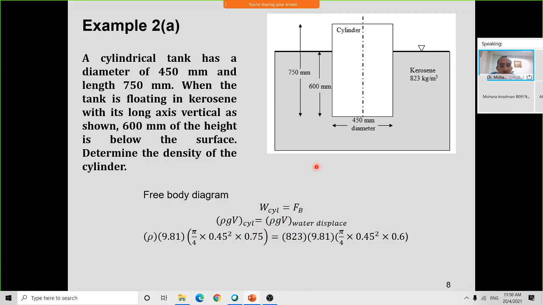And this one is the total for the cylinder, but for this part, it is the volume of the cylinder submerged in the water. It's not the total volume of the cylinder, but just the volume submerged in the water. So that's why the volume here is pi d squared over 4 times h, and h is just the height under the water. So solving this question, there is just one unknown. So density equals 658.4 kilograms per meter cubed.